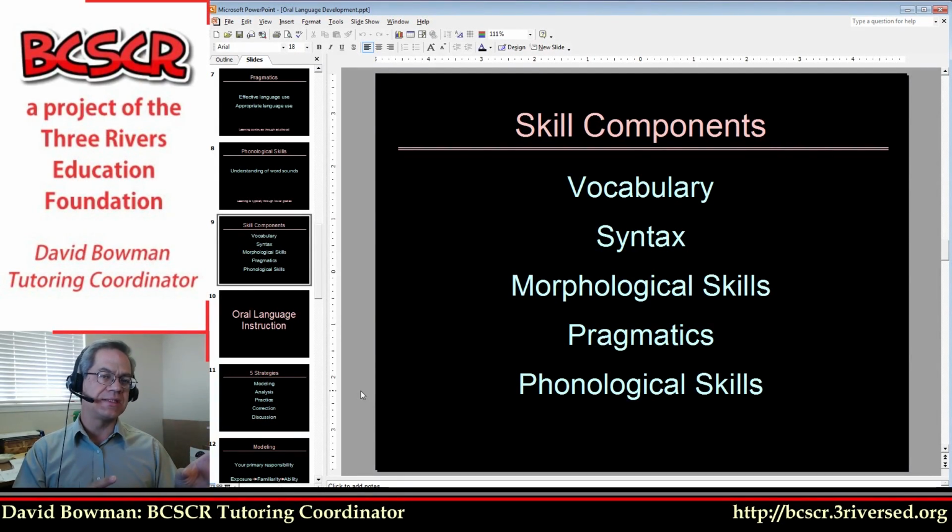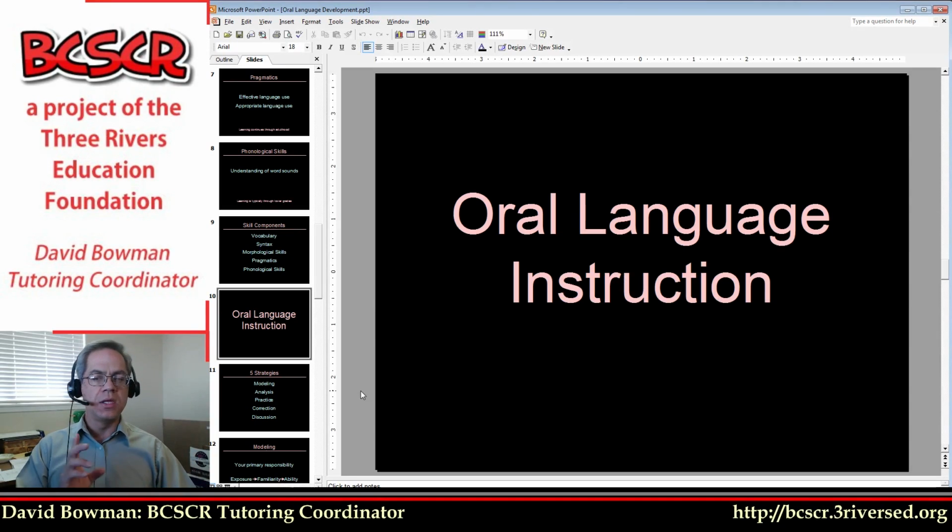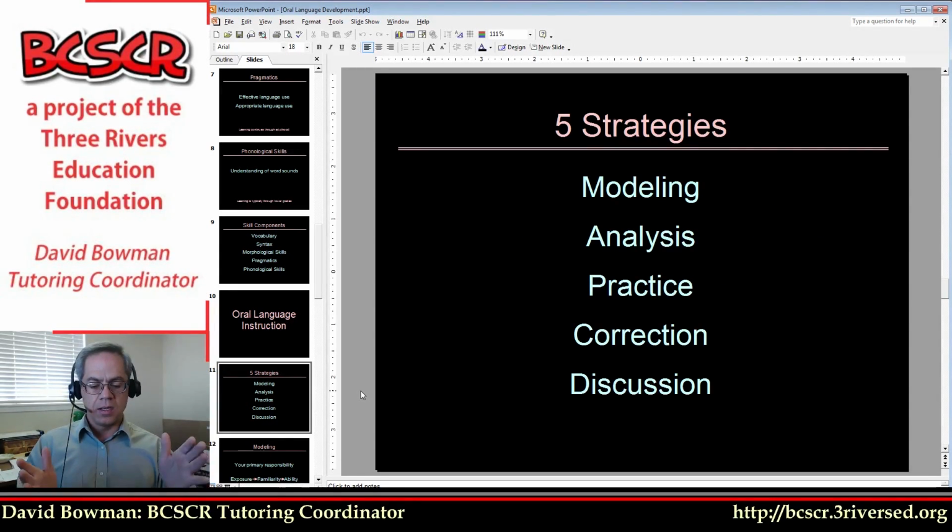And with that understanding, we have a lot of clues about how we can help students to improve their oral language skills, because we know that there are specific things that we're trying to accomplish, and we can engage in strategies to help them build up each of those sub areas. So, with instruction, what do we know about effective instruction? As it turns out, there are 5 major categories of instructional strategies.